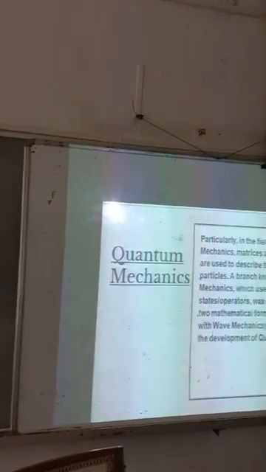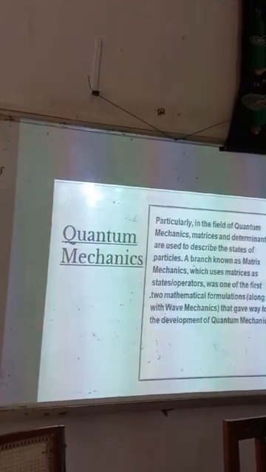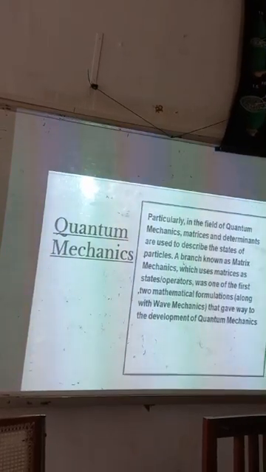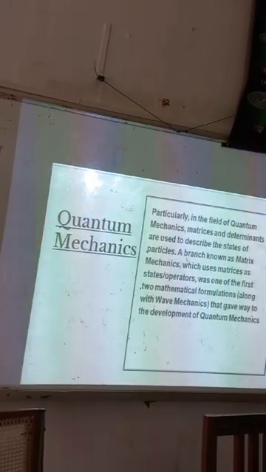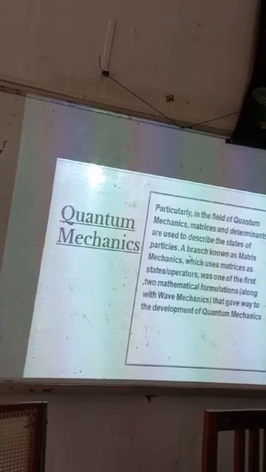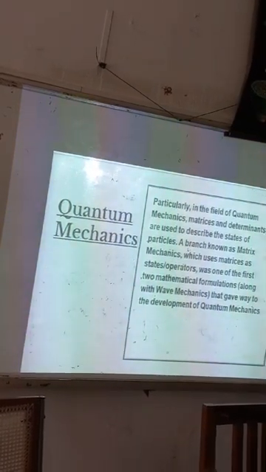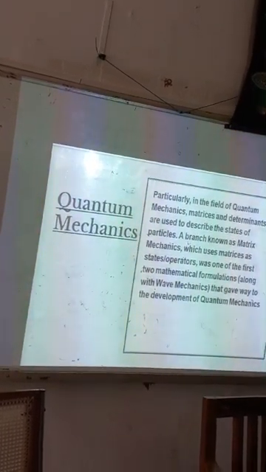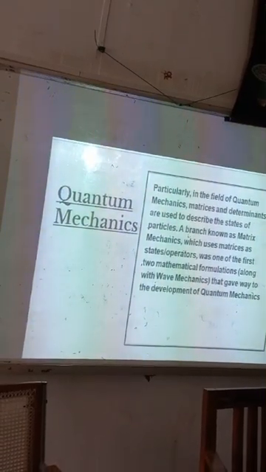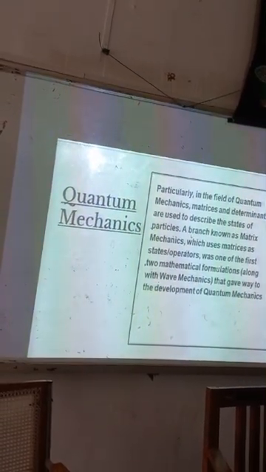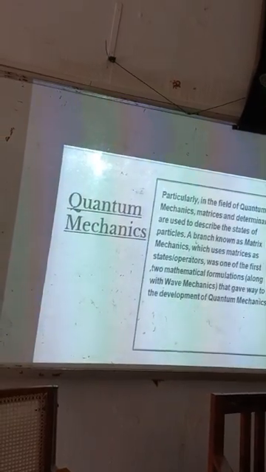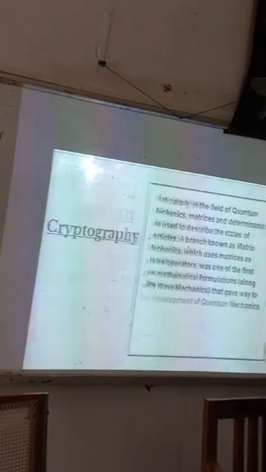Next is quantum mechanics. Particularly in the field of quantum mechanics, matrices and determinants are used to describe the states of a particle. A branch known as matrix mechanics, which uses matrices as states and operators, was one of the first two mathematical formulations, along with wave mechanics, that gave way to the development of quantum mechanics.